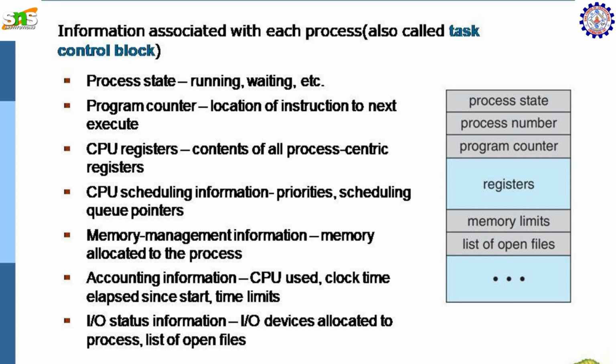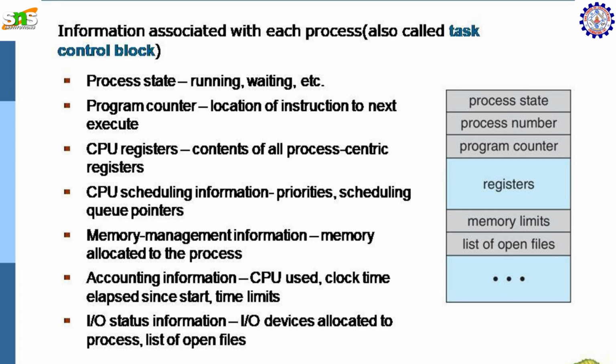state diagram. And every process has a process control block which has different parts. First one is the process state. You mention the state of the process, whether it is running, waiting, ready, or terminated. Next one is the program counter. It holds the location of the next instruction to be executed.